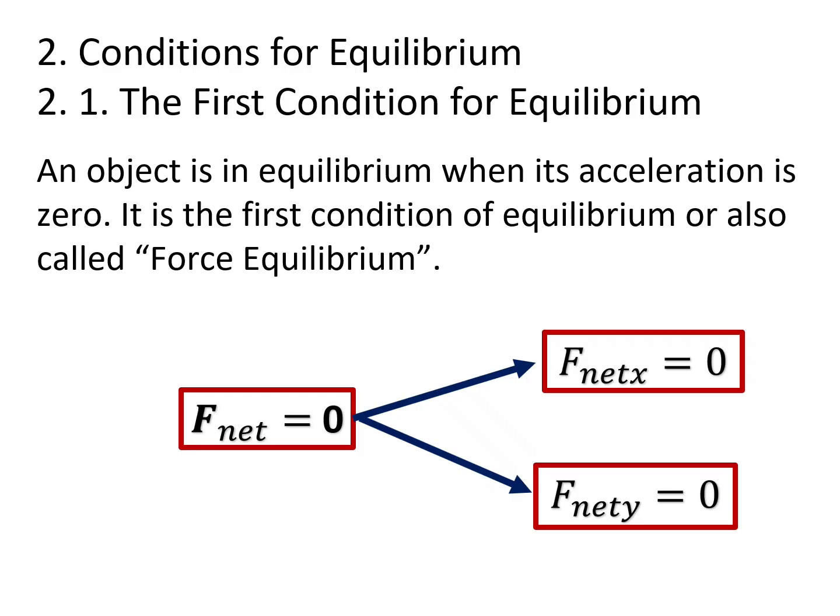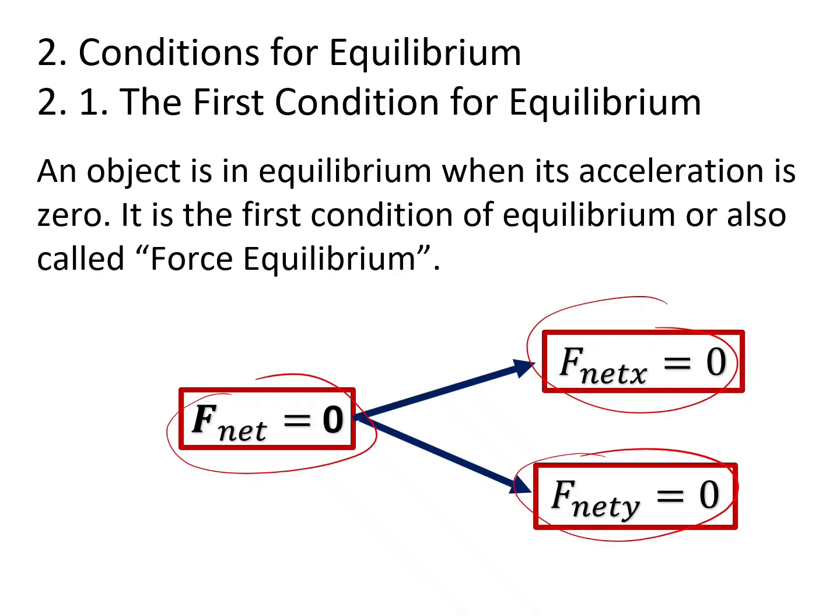An object is in equilibrium when its acceleration is zero. The first condition for equilibrium is force equilibrium. The net external force on the object must be zero. In two dimensions, this means the horizontal forces must add to zero, and the vertical forces must also add to zero. If the net force is zero, the object does not accelerate in a straight line.